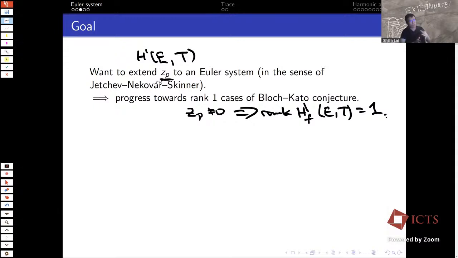I'm not being very precise about exactly which automorphic forms I'm taking. This is just the general shape of the result we are expected to prove.